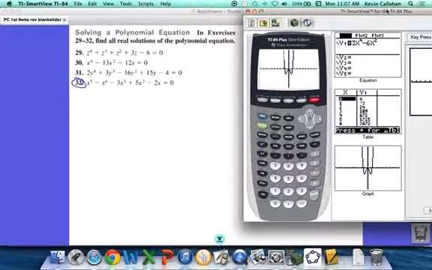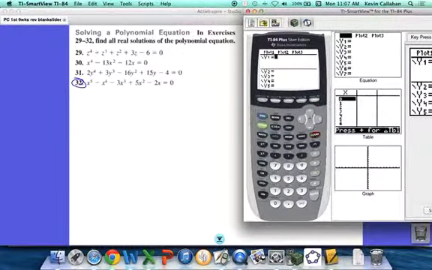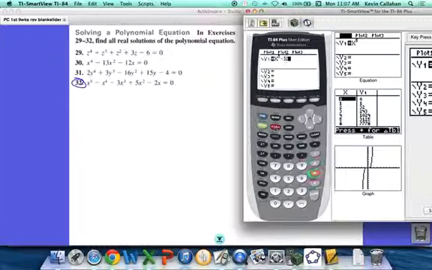So let's say I go y equals x to the 5th. I can tell one zero right now. Can anybody else? 0, right? Because every term has that in it. Minus 3x to the 3rd plus 5x squared minus 2x.